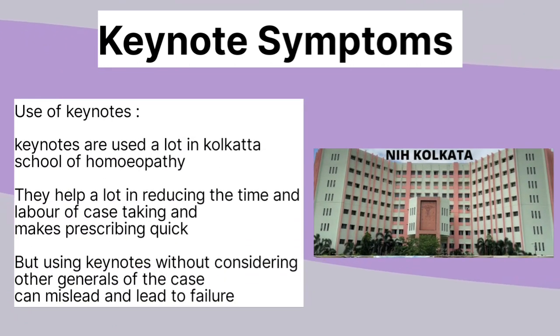So keynote symptoms are usually used a lot in prescribing by the well-known school of homeopathy, that is the Calcutta School of Homeopathy. It definitely reduces the time and the labor required by the homeopathic physician in the case-taking process. But using keynotes for prescription is not so easy, as using them without considering the other general symptoms of the remedy can mislead or can lead to wrong selection of the medicine and can further lead to failure of the case. Thus, they should be used to prescribe with complete knowledge of the keynote symptoms.